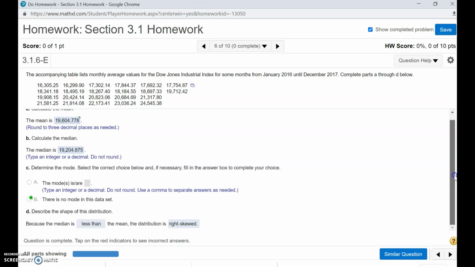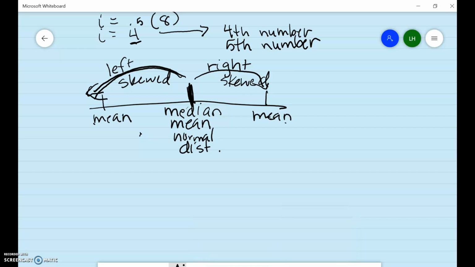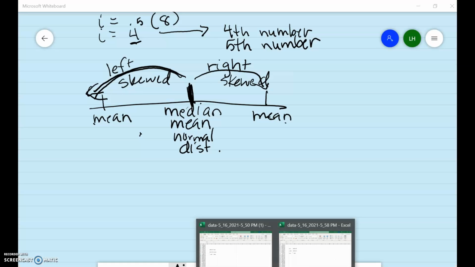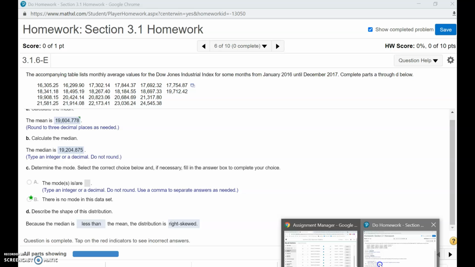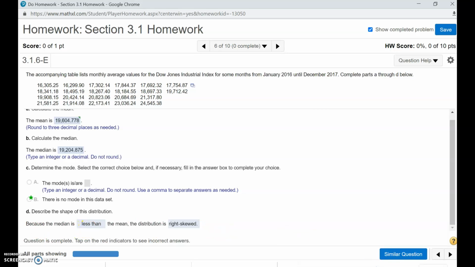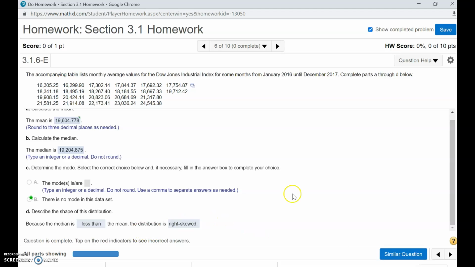And here there's no mode, and the median is, okay, so see how this is worded? Don't let that confuse you. If you want to, you can draw this out. So if you look at this, our mean is 19604 and our median is about 19204. So our median is here, always in the middle, and our mean is 19604. So it's right skewed, but the way they worded it is a little bit different, because the median is less than the mean. Then it is right skewed.